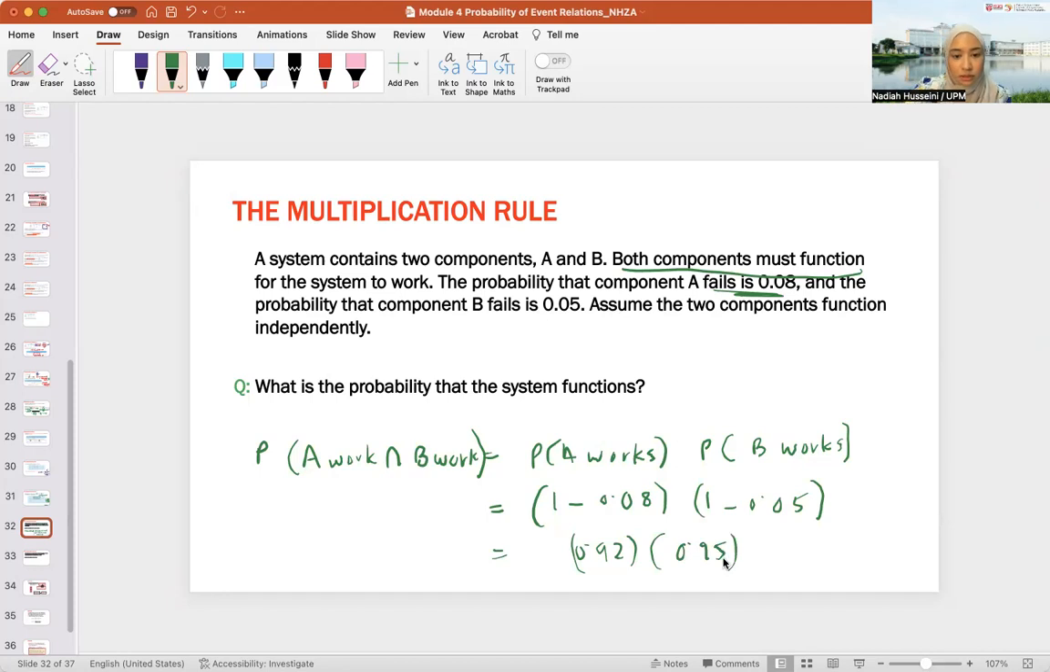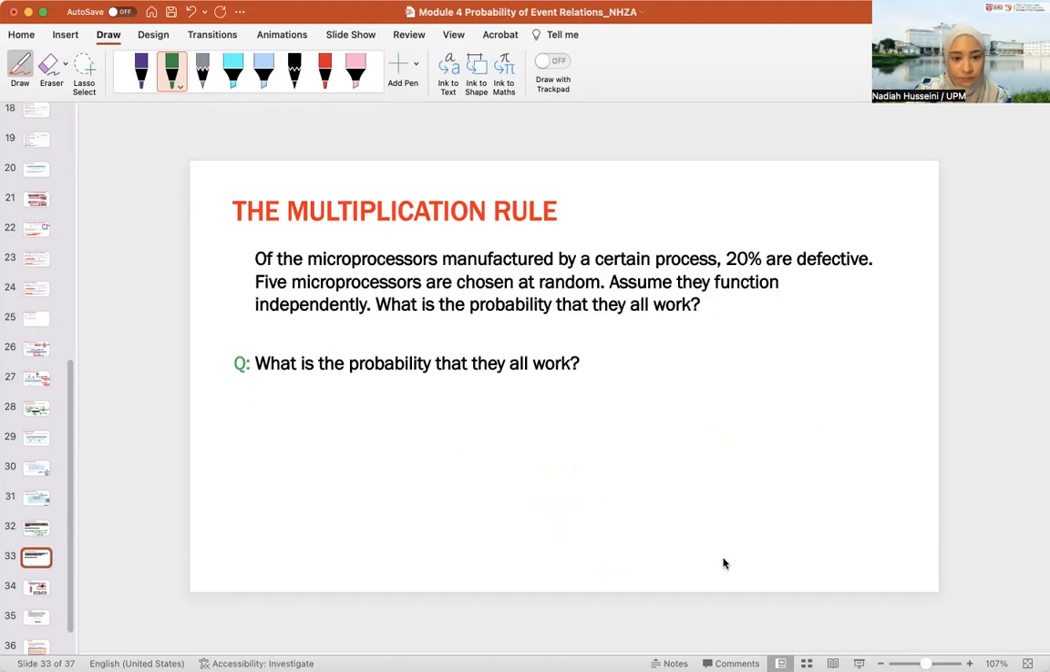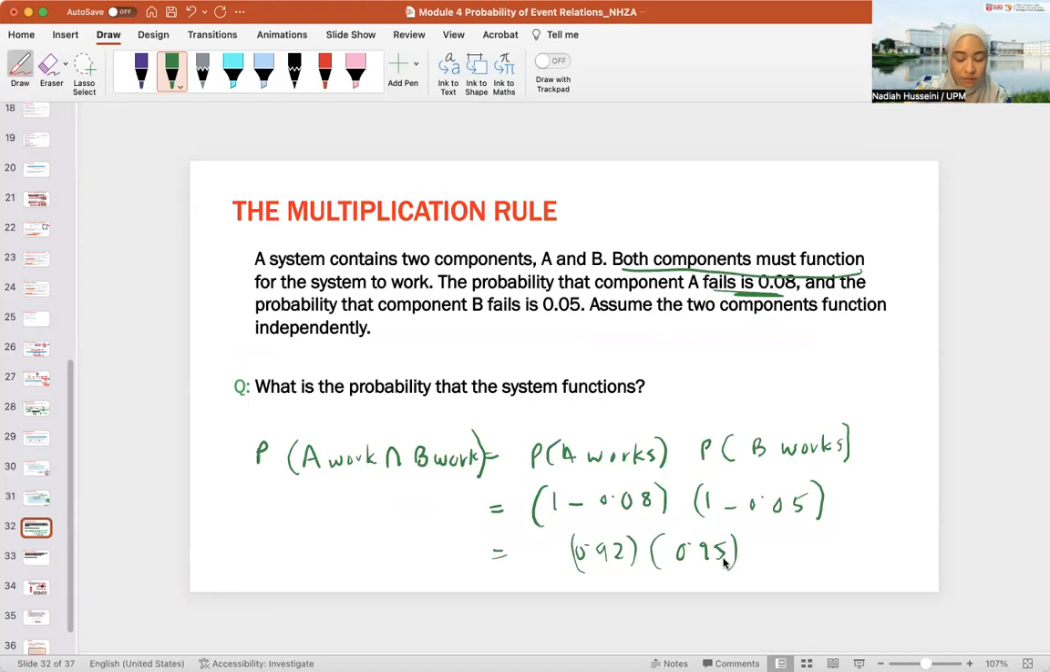So let's see the solution. Oh, I didn't put the solution. Let's see. The answer is 0.874. 0.92 times 0.95. 0.874. Whoops, 0.874. Okay, so that's your answer. Everyone okay with this?